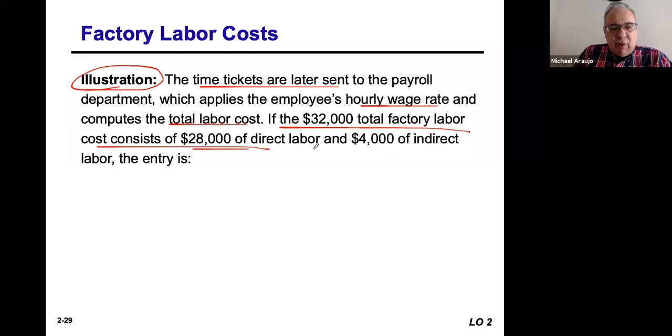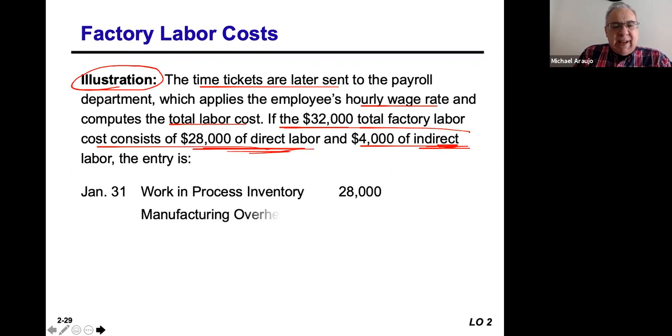28,000 of that is direct labor. $4,000 of that is indirect labor. Remember, indirect labor does not directly relate to putting the product together, but supports all of that. Manufacturing costs are about direct labor. So this will go into overhead, as you'll see.